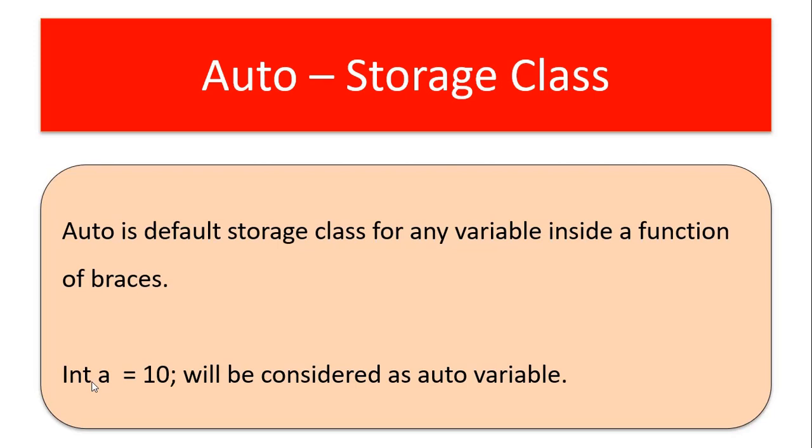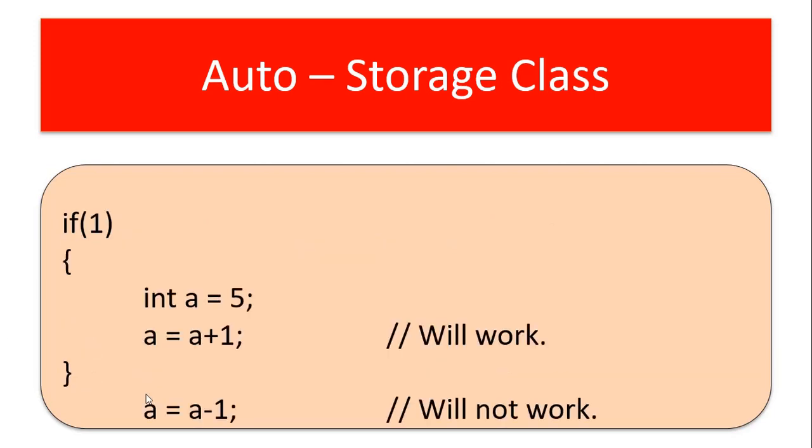So what do we mean by an auto variable? Whenever a variable is declared within a block, for example, let's take this code, int a is declared inside this block. So it will be considered a local variable and it can be accessed only from inside this block. That is why a equal to a plus 1 will work here. But when the control comes out of these braces, this integer a will be deleted.